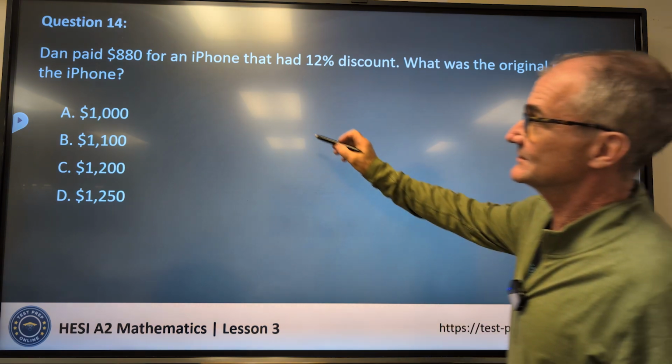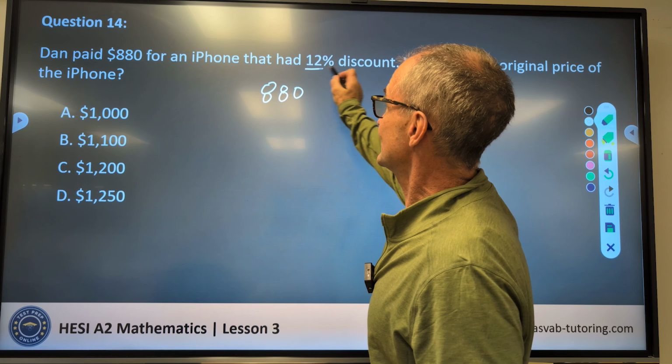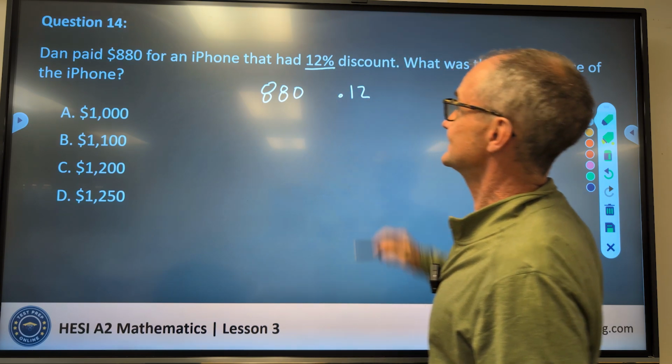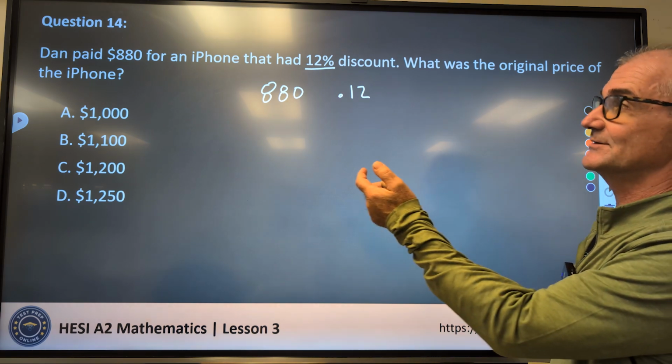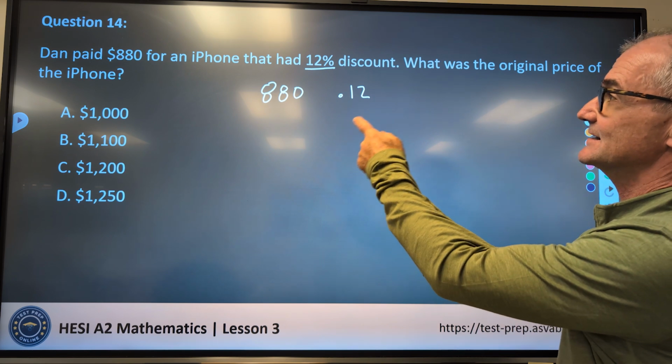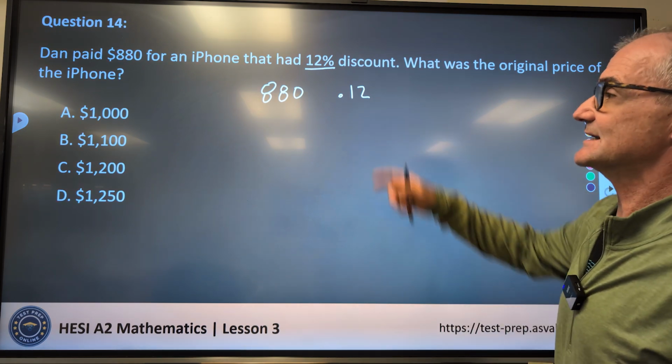We have $880 for an iPad at 12%. We'll go right to a decimal. Discount. What was the original price of the iPhone? Oh, wait, sorry, I said iPad. I guess that was on my mind for Christmas. Dan paid $880 for an iPhone that had a 12% discount. So it was already discounted $880.